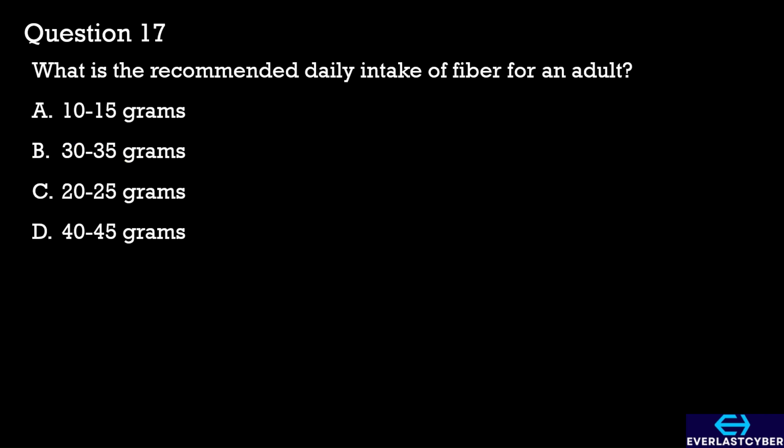Question 17. What is the recommended daily intake of fiber for an adult? A, 10 to 15 grams. B, 30 to 35 grams. C, 20 to 25 grams. D, 40 to 45 grams.